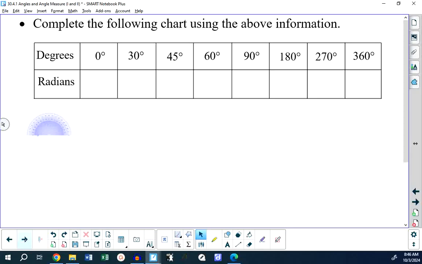Now, if you take a look at 60 degrees, do you agree 60 goes into 180 perfectly? How many times? 3. Well, if 180 degrees is pi radians, and 60 degrees is a third of 180, then 60 degrees is pi over 3 radians.